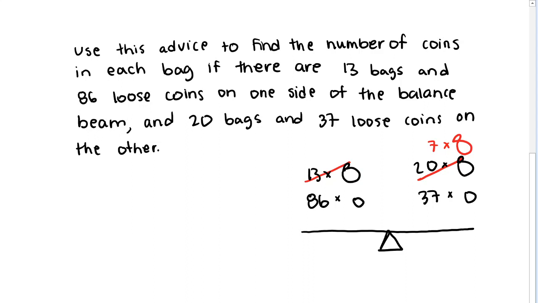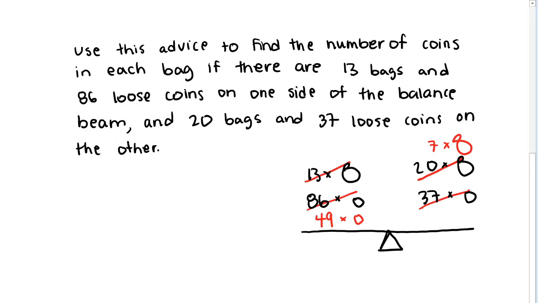Now there's 37 coins on the right and 86 coins on the left. I can take away some coins in common and make this a simpler yet still balanced problem. And so if I take away 37 coins from both sides, well, taking away 30 brings me down to 56 on the left, but then taking away that additional 7 brings me down to 49, right? 49 coins on the left. If I take away 37 coins on the right, I have no more coins, just bags.